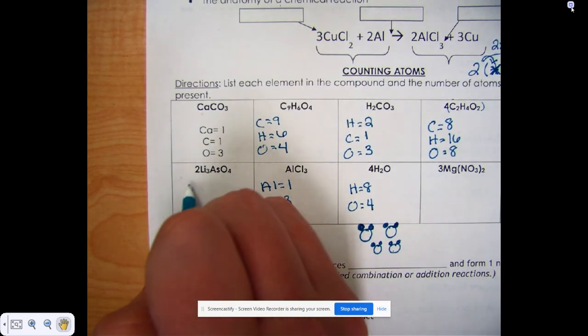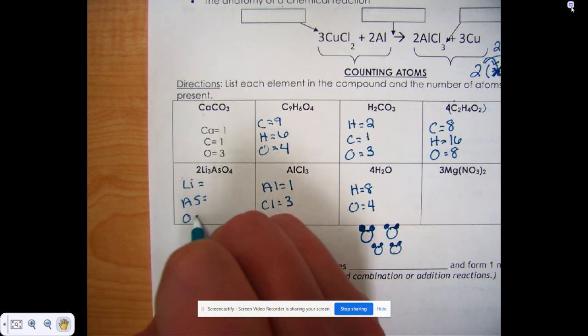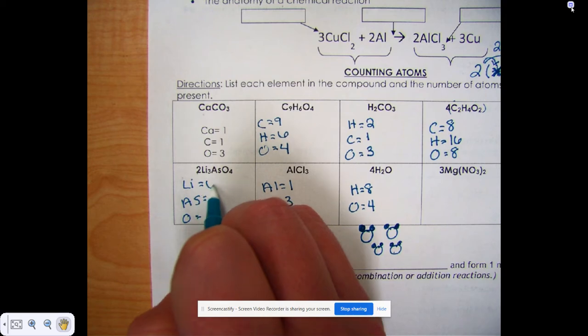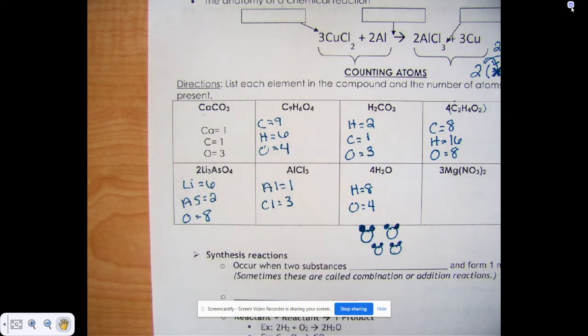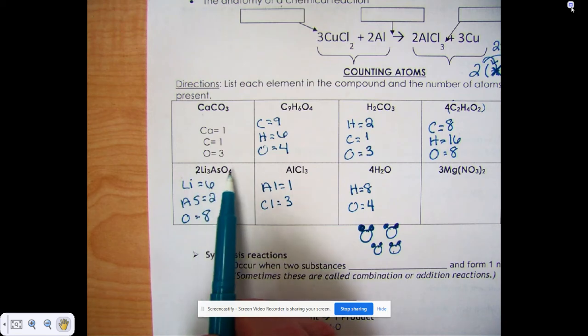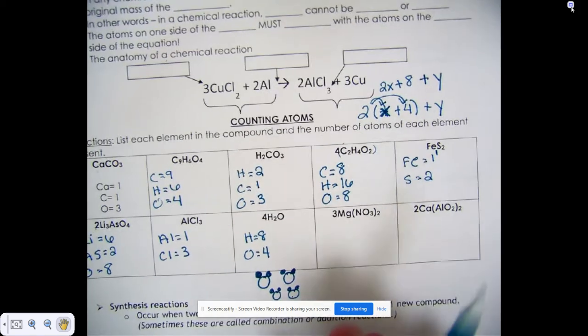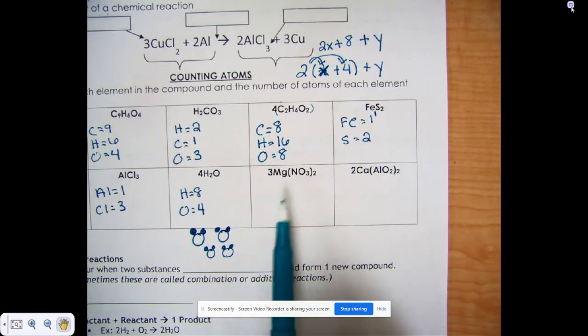Going to this one. 2 times 3 gives me 6. 2 times 1 gives me 2. 2 times 4 gives me 8. And so if you have a coefficient out front, it multiplies to everything right here. I'll go back and talk about this one, why the plus here in a little bit. Then we get to our last ones.